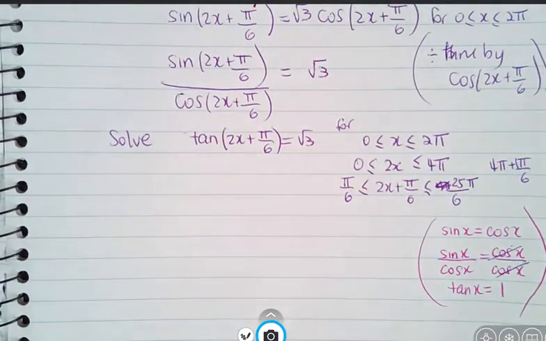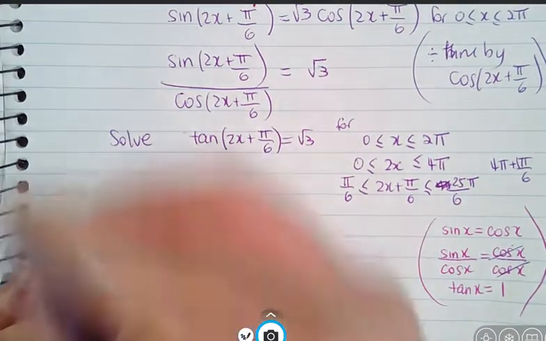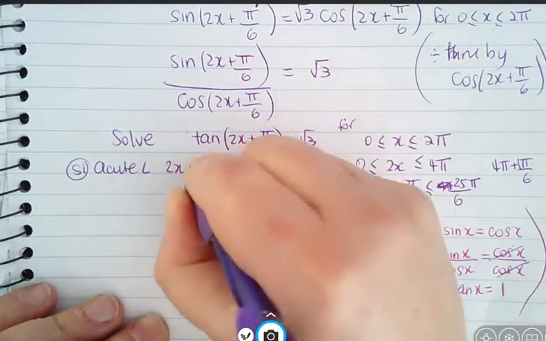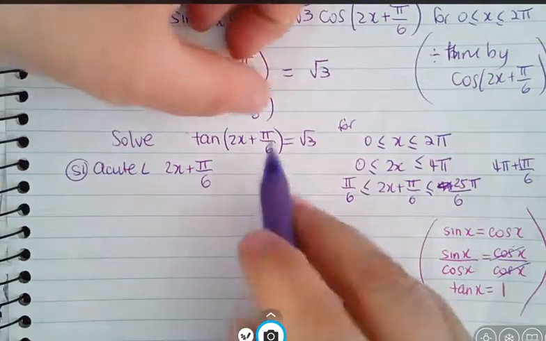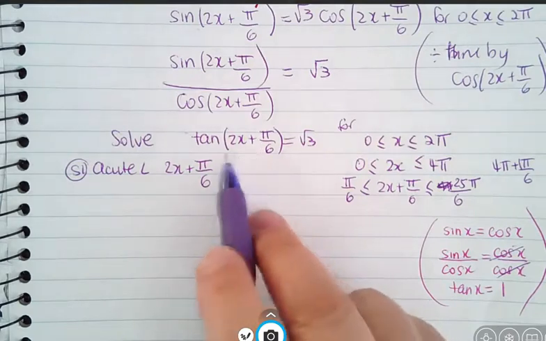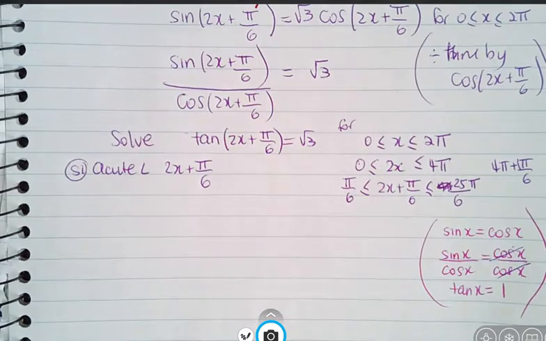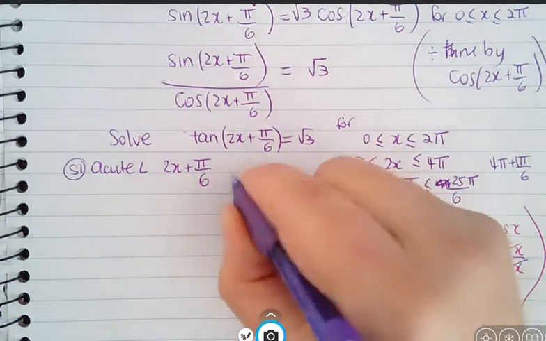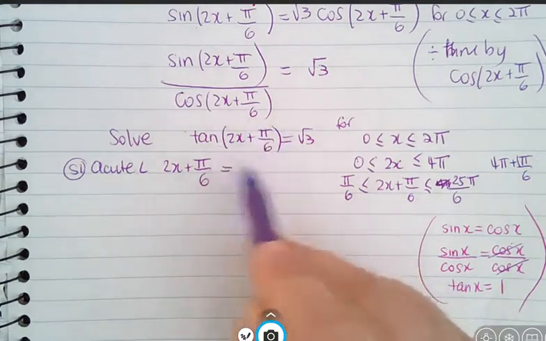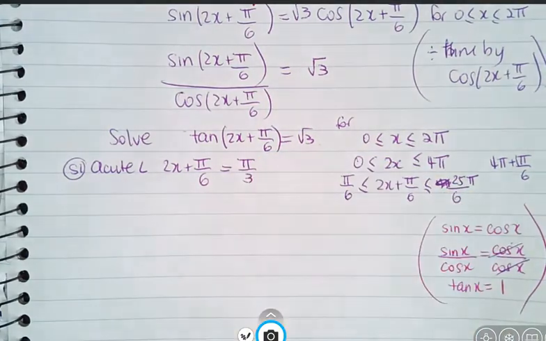Right, now what's my first step? Tan of that is root 3, so step 1 is my acute angle. Just pretend that bracket is one thing. How would you do it if that was just tan of x? You would say tan of what is root 3? Tan of 60. So tan of this is root 3, and 60 degrees is pi on 3. That's your step 1, your acute angle.